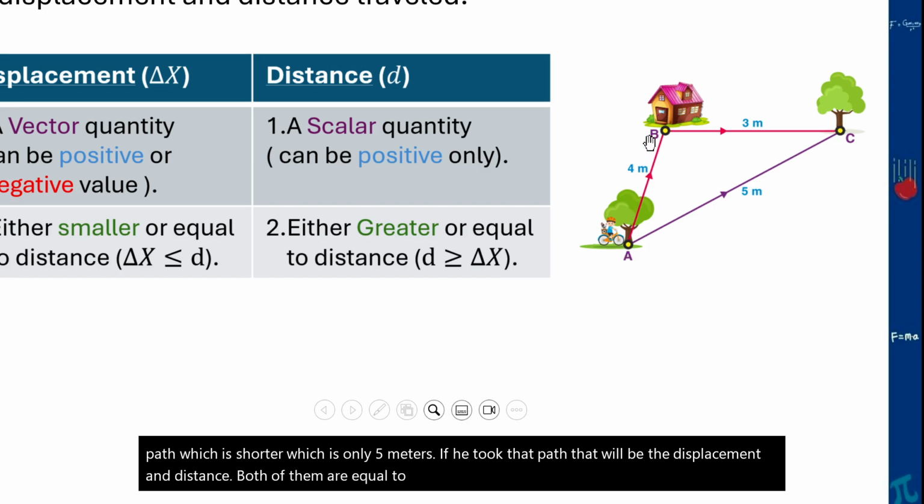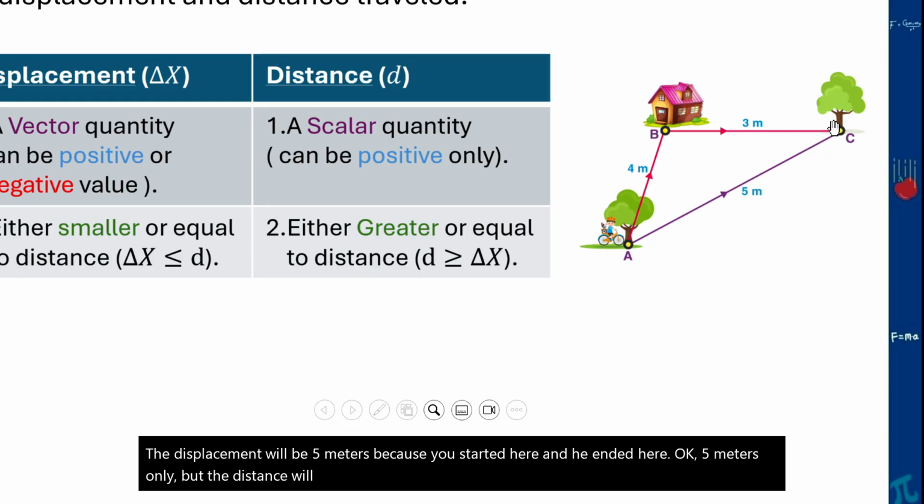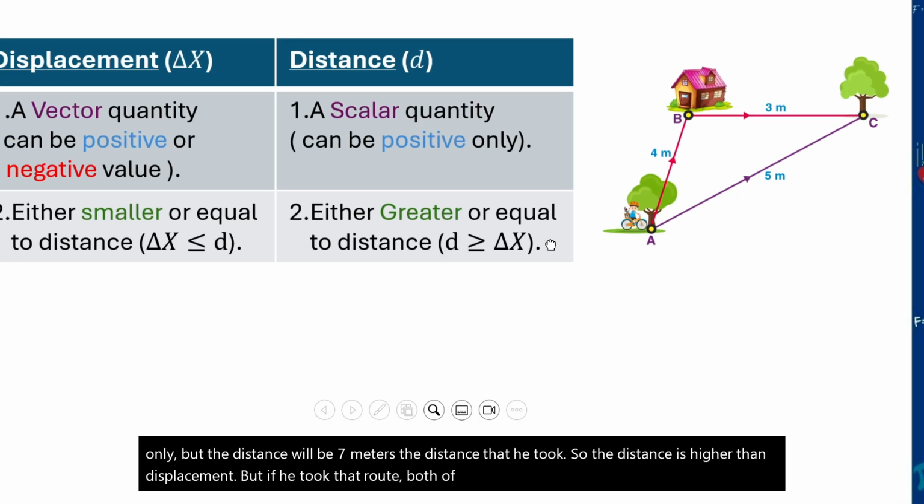If he went through the other path, the displacement will be 5 meters because he started here and he ended here, 5 meters only. But the distance will be 7 meters, the distance that he took. So the distance is higher than displacement. But if he took that route, both of them are equal to each other. I wish that makes sense.